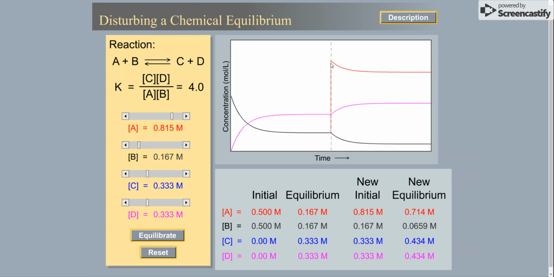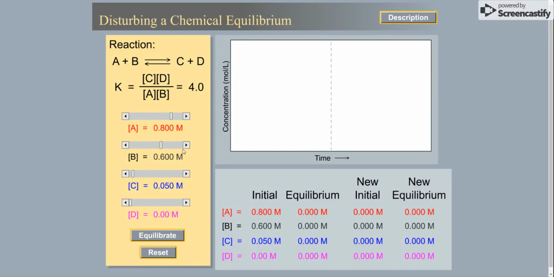So by Le Chatelier's principle, the system moves in such a way as to decrease that stress. So if I add A, then it's going to shift to remove A. So the only way it can remove A is to produce more C and D, and therefore use up A and B. So my A decreases, my B decreases, but my C and D will increase.